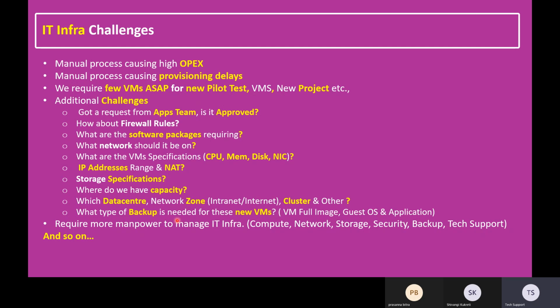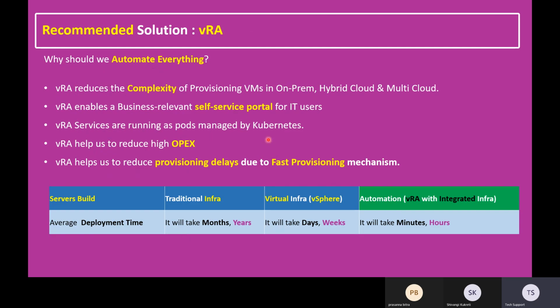So in order to address all these challenges, the VMware recommended best solution is vRealize Automation. So the recommended solution I gave is vRealize Automation. So why should we automate everything? The main purpose of using vRealize Automation is that vRA reduces the complexity of provisioning VMs in on-premises, hybrid cloud, and multi-cloud environments. It's not limited to your on-premises environment. On-premises means within a data center level, and it also supports both private and public. If your organization has private and public, it is considered a hybrid cloud. If you have multiple hybrid clouds plus any additional cloud, it is considered a multi-cloud.